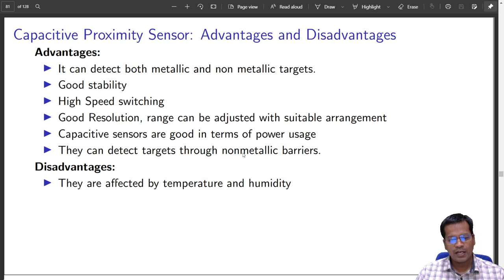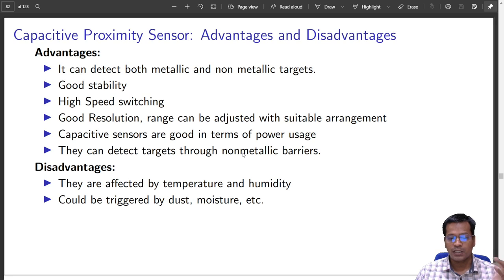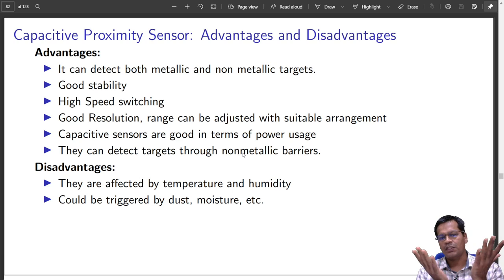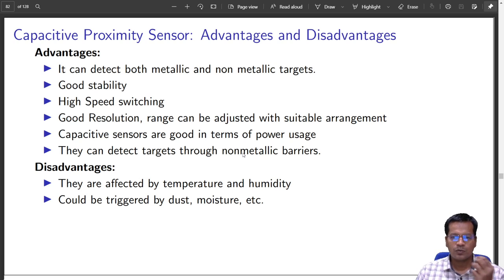Disadvantages are they are affected by temperature and humidity also. Why? Because the permittivity of air can change with temperature and humidity. There was some air gap that has different permittivity based on temperature and humidity, and it could be triggered by dust and moisture. You see, these are sensitive to dust because again it is dependent on capacitance. That permittivity, if it changes, definitely that is going to affect.